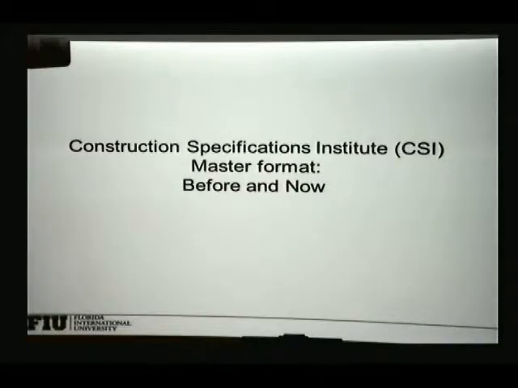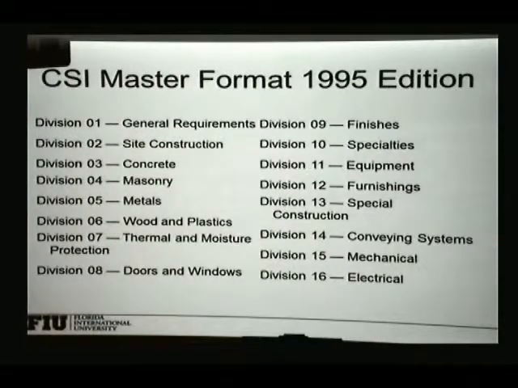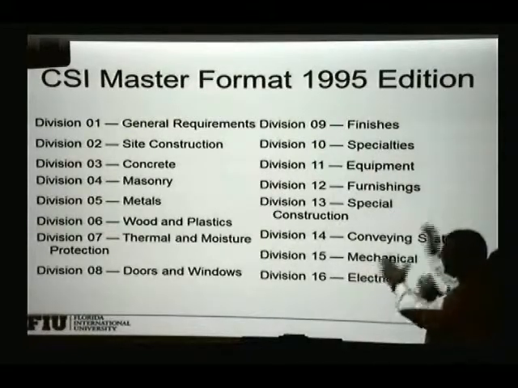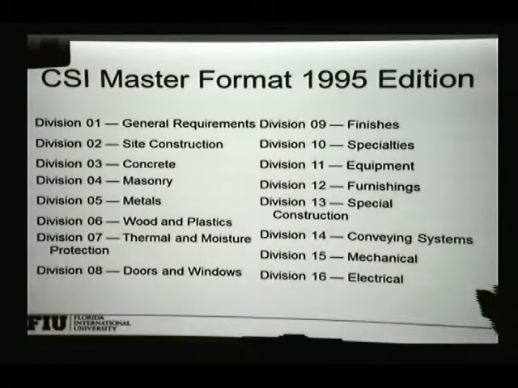So this is a little bit of background on the CSI and the MasterFormat. This is a standardized list of items that are put together for construction. So in 1995, they came up with these 16 divisions. Basically, they break down the building into these 16 divisions: general requirements, site construction, concrete, masonry, metals, wood and plastic, and so on.